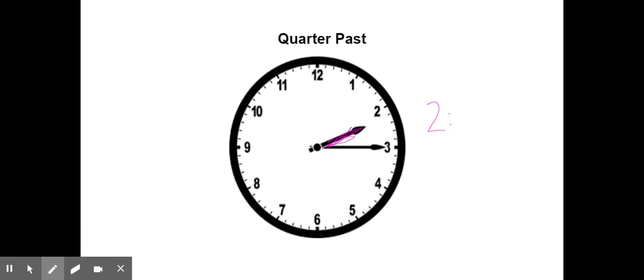When we count our minutes, we have to remember that our minutes are marked by these little lines and we can count them in fives. The 12 is 0 minutes, so we can start counting by fives at the 1. 5, 10, 15 minutes. This time is 2:15. We could also call that quarter past 2. When it looks like this, the minute hand is a quarter of the way around the clock.